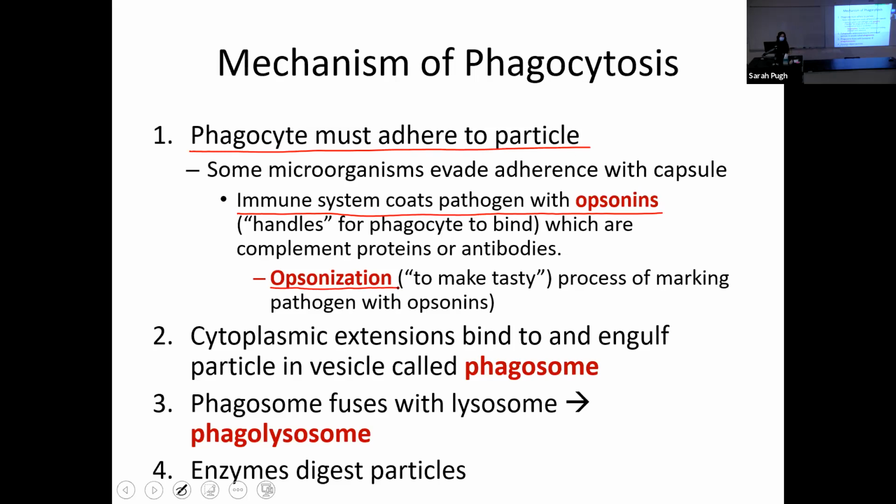A phagocytic cell will then reach out with cytoplasmic extensions and grab onto one of those opsonins, those little handles, and pull it towards itself and engulf it into a vesicle called a phagosome. That vesicle is going to fuse with a lysosome. Remember, lyse means to break open, and we call that a phagolysosome. And the enzymes, those lysosomal enzymes, will digest whatever was just involved. So let me show you a picture of these 4 steps.